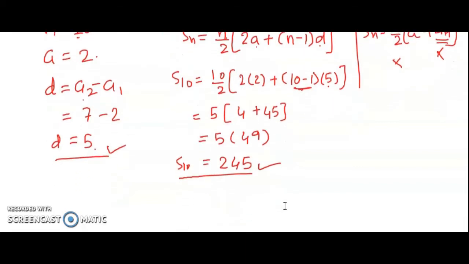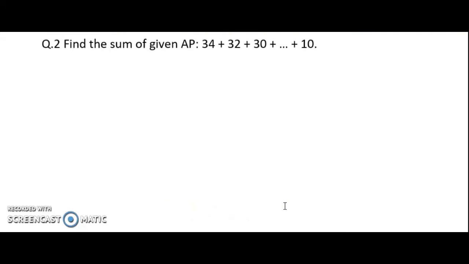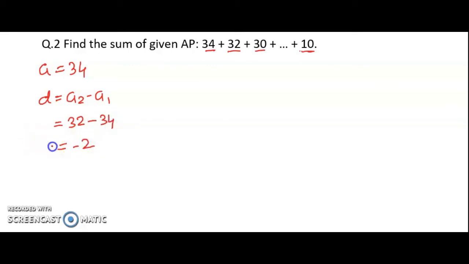Now let us take the second question. See question number 2. Find the sum of the given AP. The arithmetic progression is given: 34, 32, 30, up to 10. We have to find the addition of all these terms. Here in this arithmetic progression, the first term is 34. If you find the common difference, the second term is 32 and the first term is 34, so the common difference is minus 2.